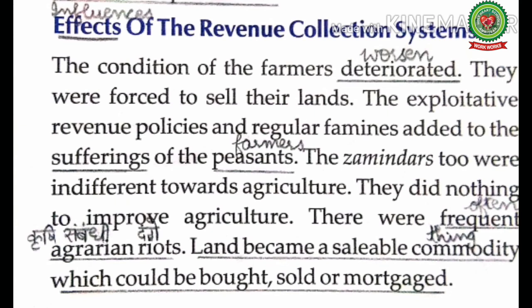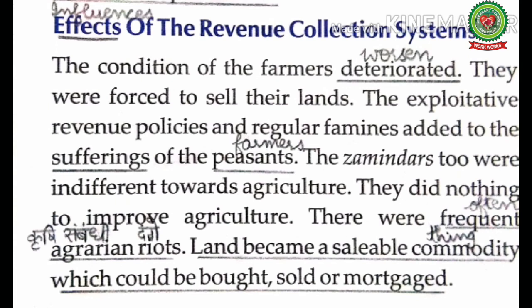There were many negative impacts on the Indians of these revenue collection systems. The condition of farmers became worse and they were forced to sell the lands. They were totally exploited by the revenue policies of the English East India Company. Moreover, regular famines led to the sorrows and sufferings of the farmers.